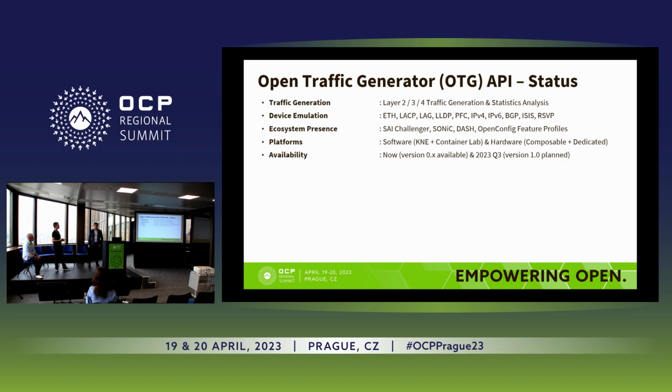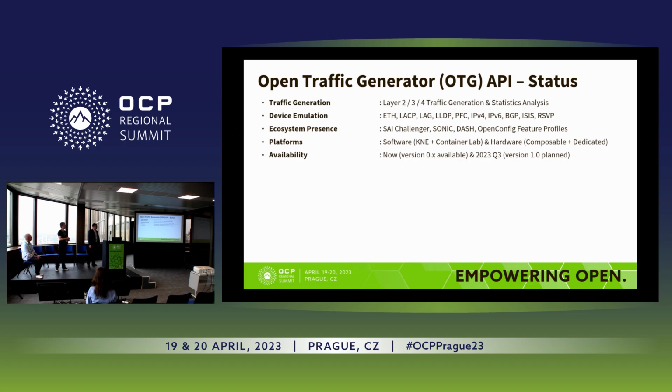And when I say statistics, I'm referring to all the advanced statistics that the traditional test tools provide: loss, latency, and so on and so forth. Device and protocol emulation, full stateful emulation of a BGP endpoint or an ISIS or link aggregation. So you can also have the traffic generator emulate these protocols.